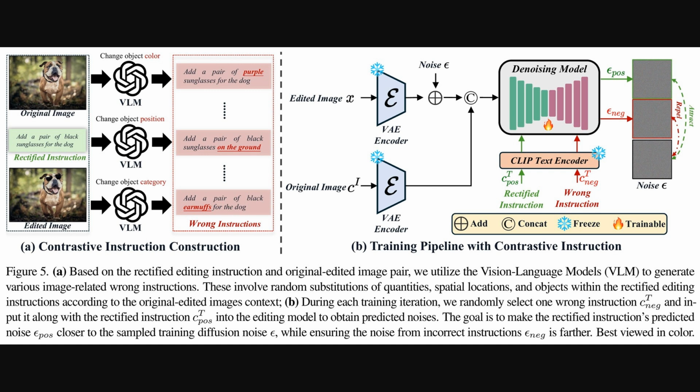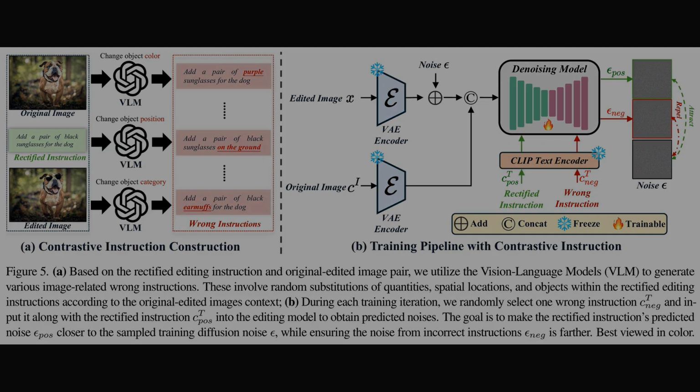Then Panel B shows the training pipeline. The AI model is fed both the correct, rectified instruction and one of these wrong instructions. The goal is to train the model using what's known as a triplet loss, which is a learning method that encourages the model's prediction for the correct instruction to be very similar to the actual desired edit, while making its prediction for the wrong instruction very different. This helps the model really fine-tune its understanding of subtle differences in instructions.